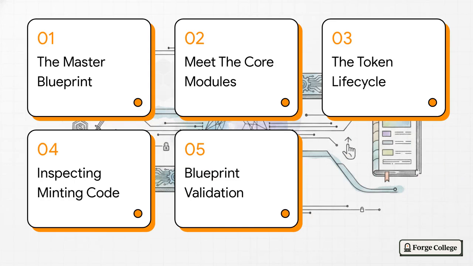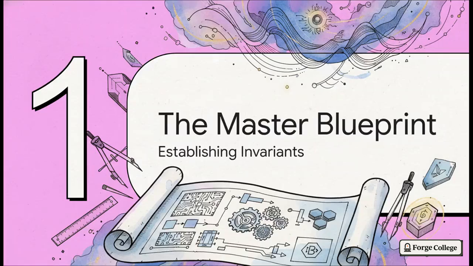Here's a quick look at the schematic index for our build today. 1. The master blueprint. 2. Meet the core modules. 3. The token lifecycle. 4. Inspecting the minting code. And finally, 5. Blueprint validation and testing. Let's jump right in. Section 1.